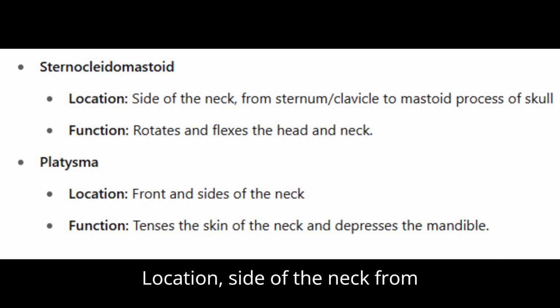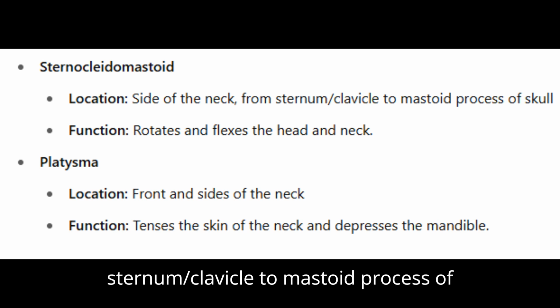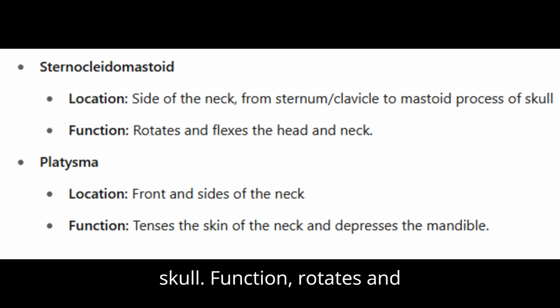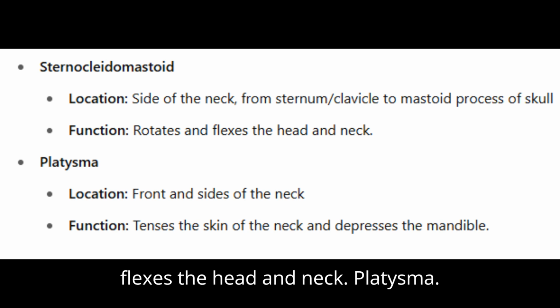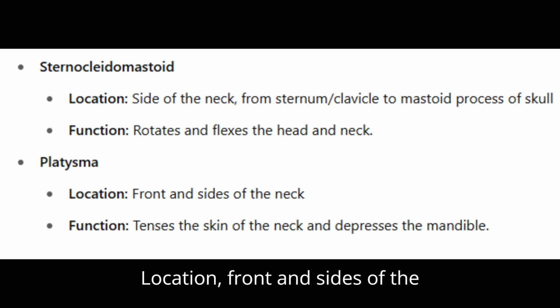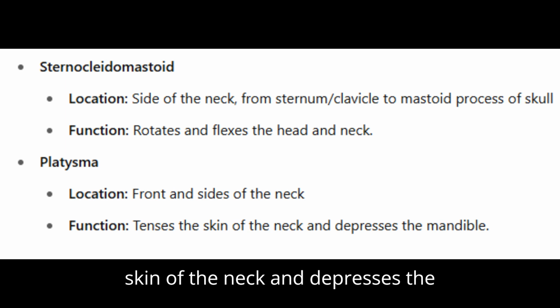Sternocleidomastoid. Location. Side of the neck, from sternum/clavicle to mastoid process of skull. Function. Rotates and flexes the head and neck. Platysma. Location. Front and sides of the neck. Function. Tenses the skin of the neck and depresses the mandible.